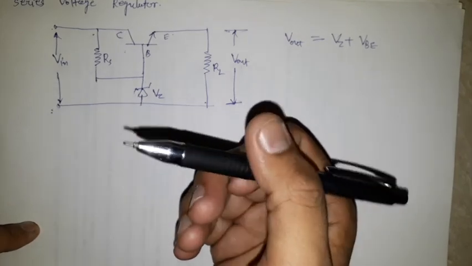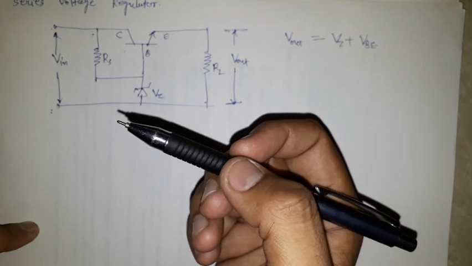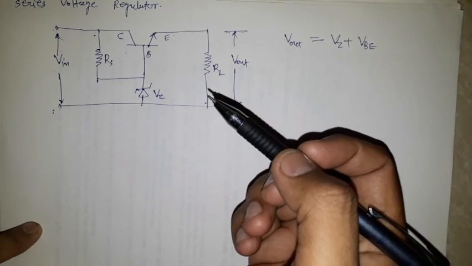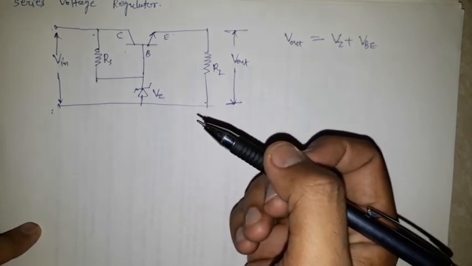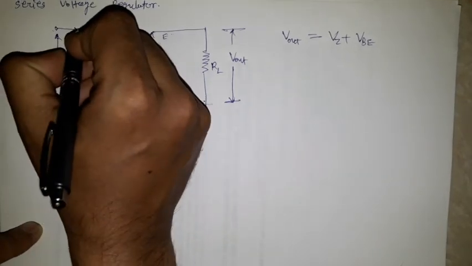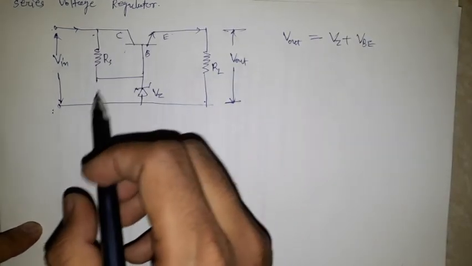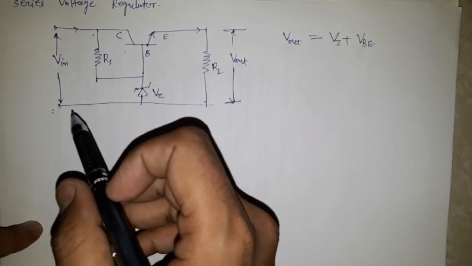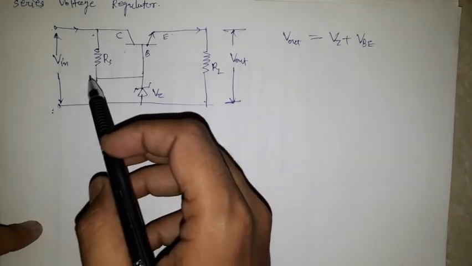And because of this, the output voltage shows only small changes for large change in line voltage or load current. Now, with a series regulator, the load current approximately equals the input current. So here we can see this is the input current and here is the load current. So it is approximately equal to the input. Load current is approximately equal to the input current, because the current through RS is usually small.